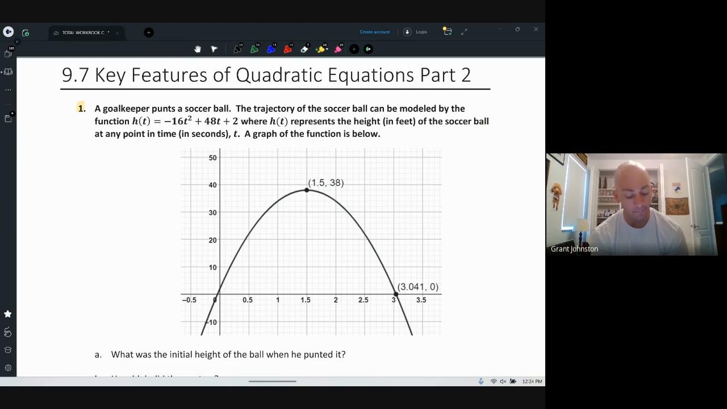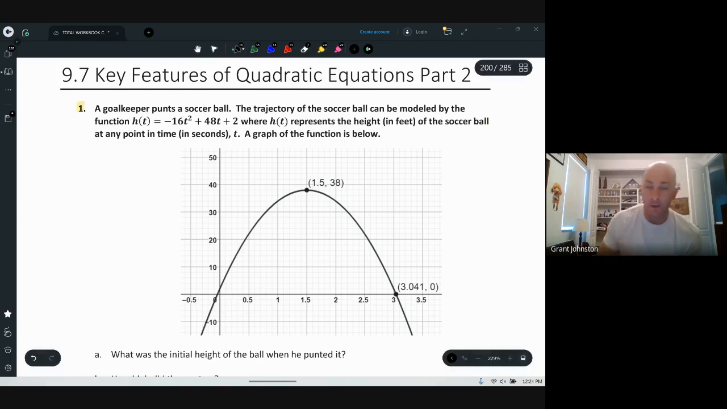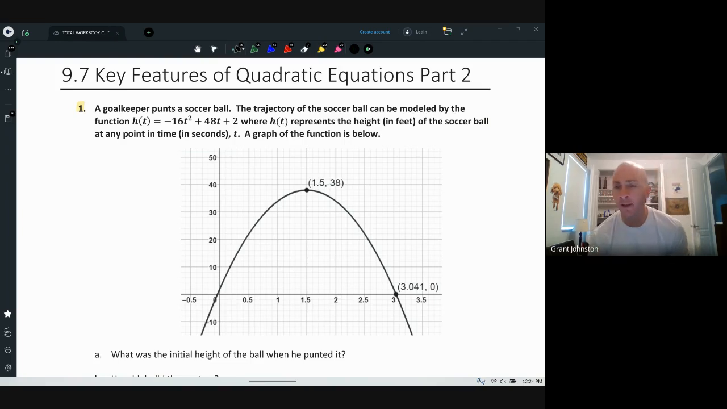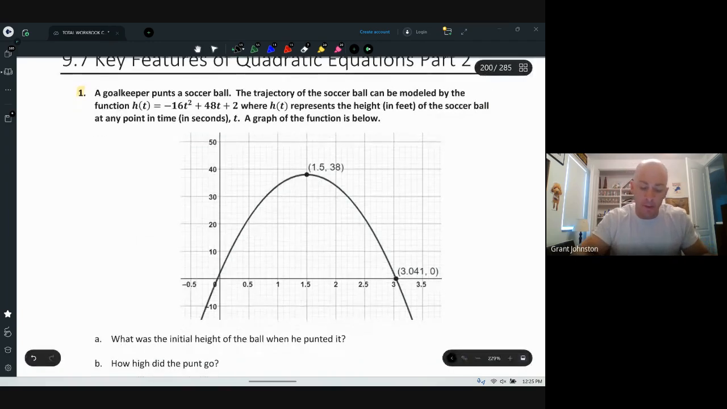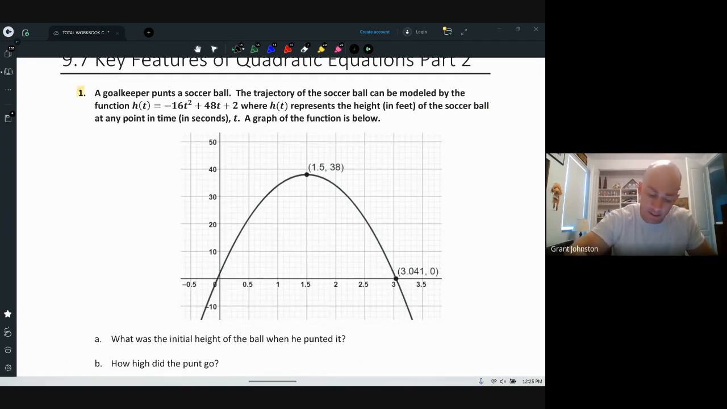Okay. So if I'm looking at this graph, I first maybe want to label my axes. So this would be the height, this axis, and that would be in feet. And then this would be the time, and that is in seconds.